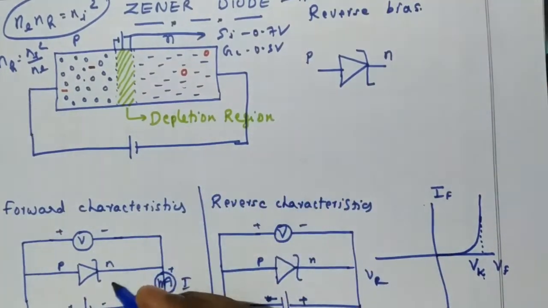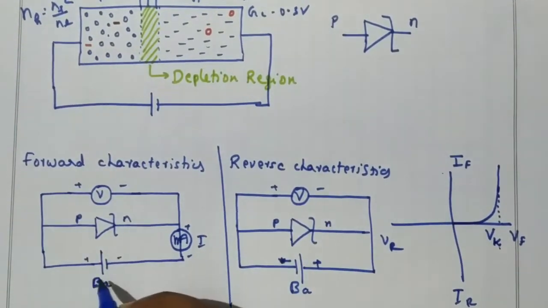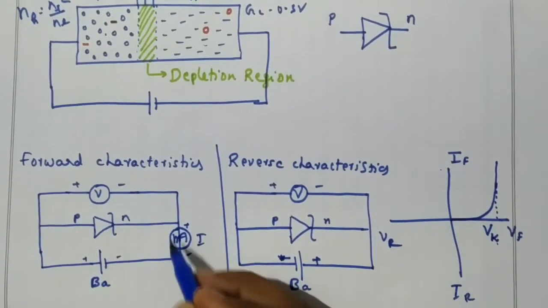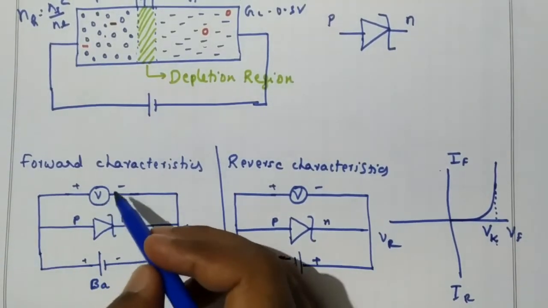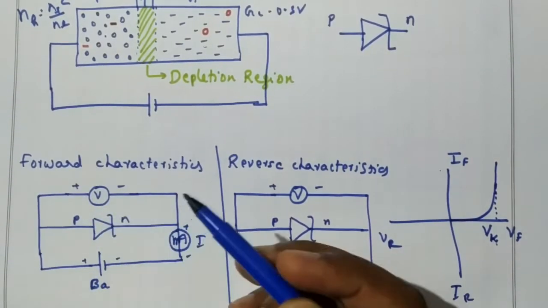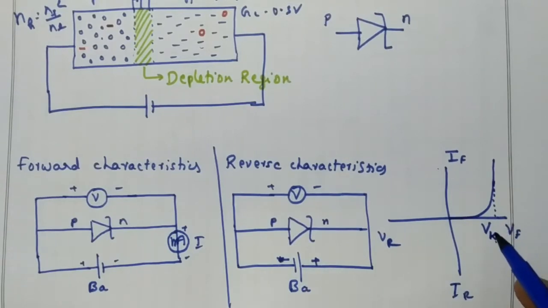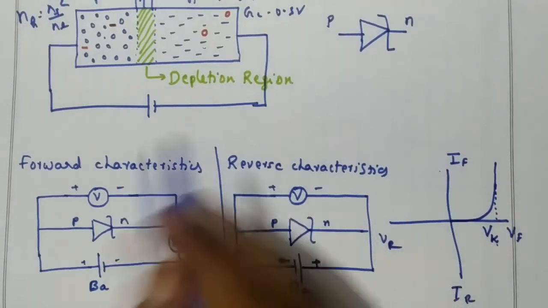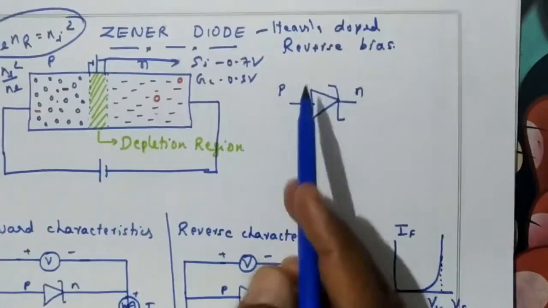Now this is a circuit to draw the forward characteristic. See here, the P side is given a higher potential and the N side a lower potential. The current is measured by the milliammeter because the current is in the order of milliamperes. Here, the voltage across the diode is noted down. The voltage across the diode will not exceed 0.7 volt in the case of silicon, and in the case of germanium it will be 0.2 to 0.3 volts. But the Zener diode is normally used in reverse bias.